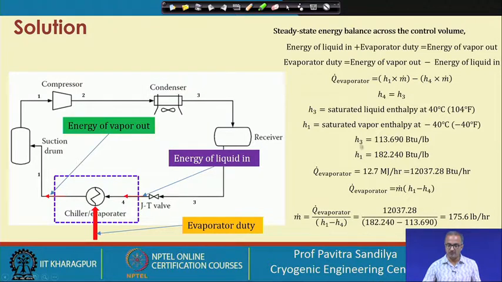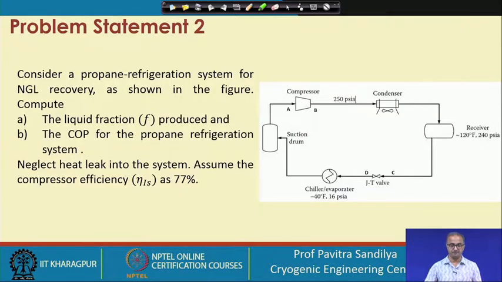Now, we simply plug the values into this equation, and we get the flow rate as the evaporator duty divided by the difference between these two enthalpies. After plugging in the values we find this is the value of the flow rate, the flow rate of the propane through the system. We see how we use the energy balance equation and the consideration of isenthalpic expansion through the JT valve to solve for the mass flow rate of the propane.